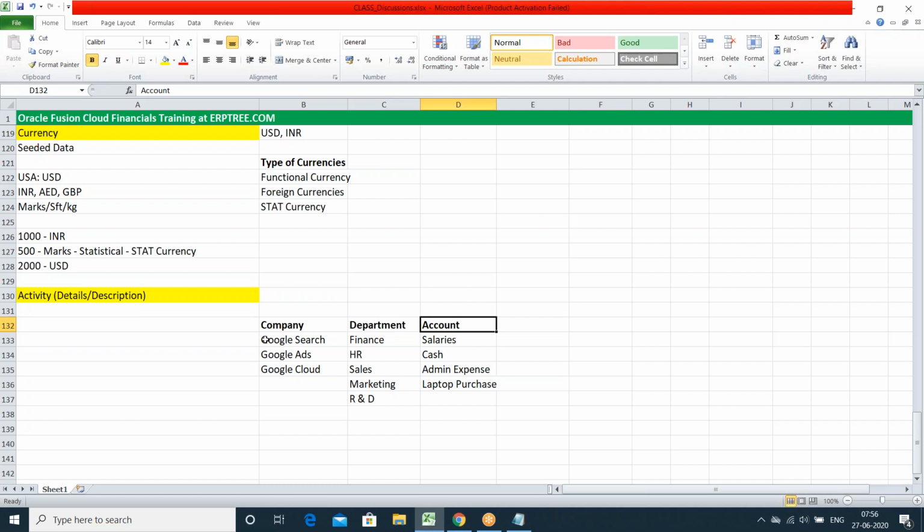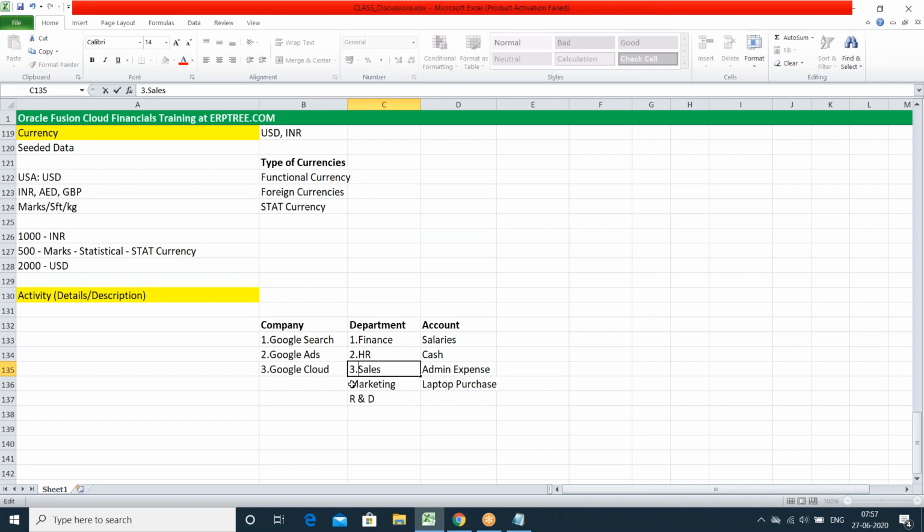Then when they record a transaction, they can select which company, which department, which account the transaction belongs to. Along with the company name, they can give the code. The company code is 1: 1 means Google Search, 2 means Google Ads, 3 means Google Cloud. The same way for departments, they can provide numbering. In the system, you can call these codes. This is how they have to maintain the data first.